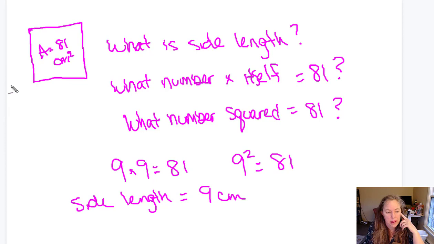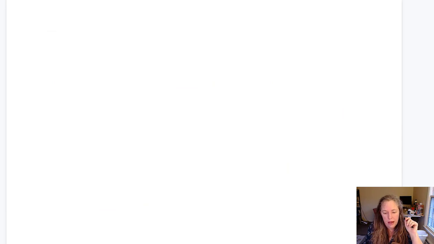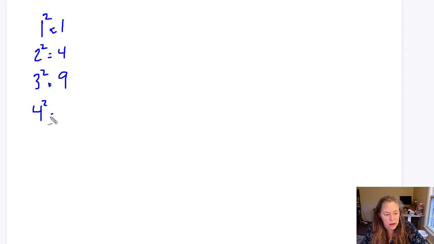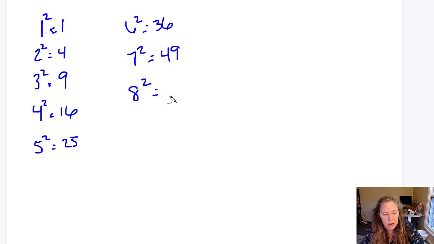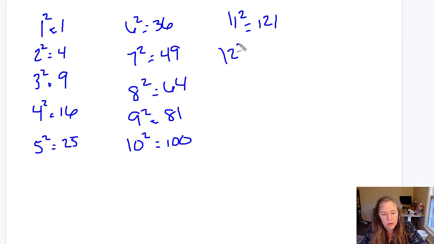Problems like this are part of the reason why you want to have your perfect squares memorized. 1 squared is 1, 2 squared is 4, 3 squared is 9, 4 squared is 16, 5 squared is 25, 6 squared is 36. 7 squared, 49. 8 squared, 64. 9 squared, 81. 10 squared, 100. 11 squared, 121. 12 squared, 144.